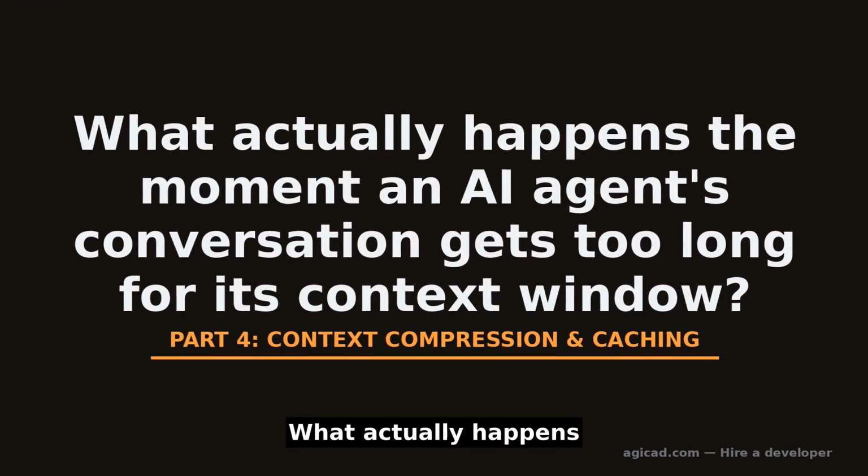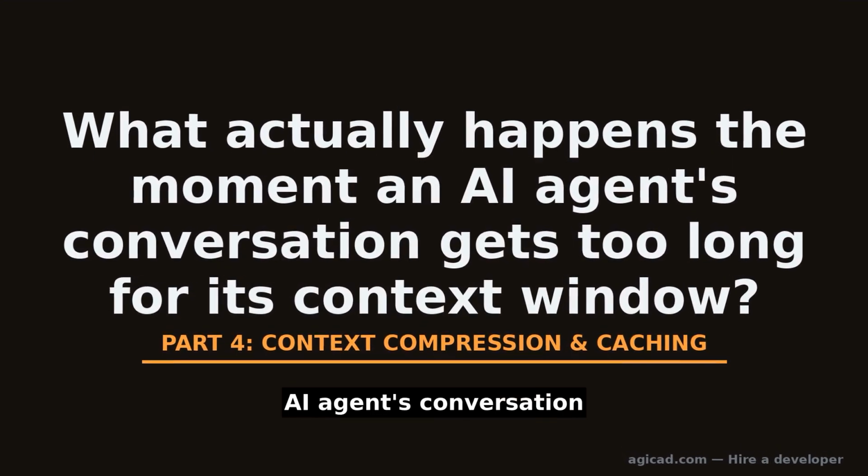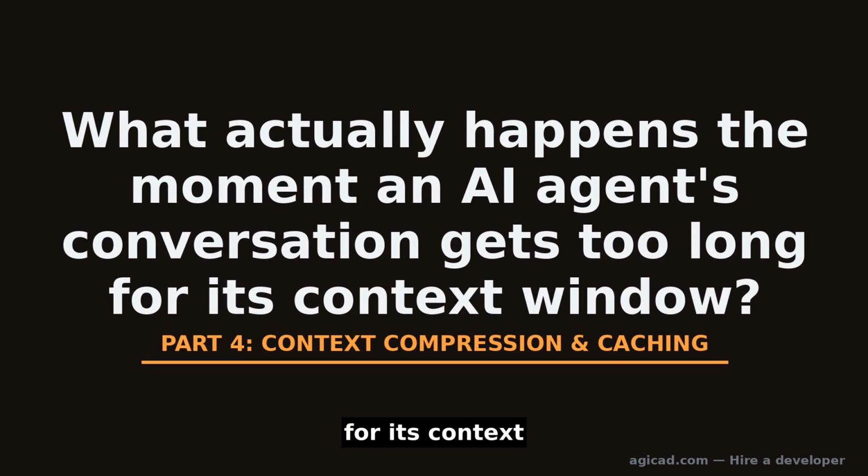What actually happens the moment an AI agent's conversation gets too long for its context window? Most people assume it just crashes or silently forgets the beginning. The real answer in Hermes Agent is a deliberate multi-phase process with its own anti-thrashing guardrails, its own cache-aware math, and a summary format specifically written to stop the model from getting confused about what's real. Today we open the file that runs all of it.